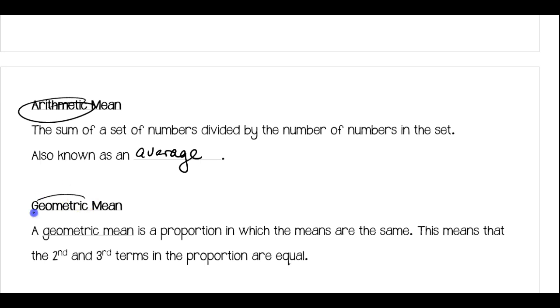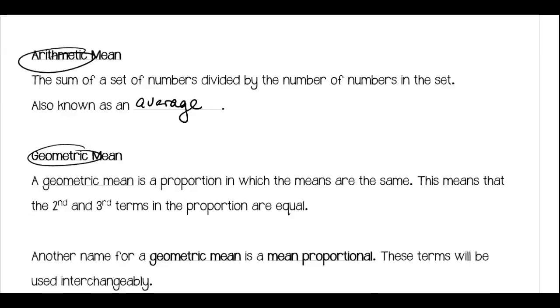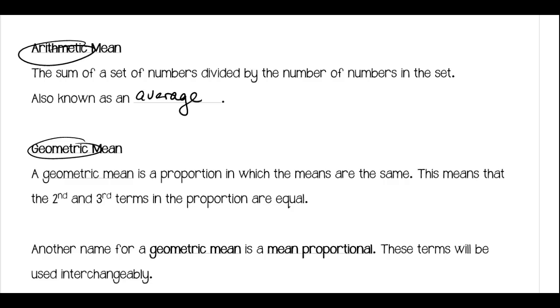We also have what's called a geometric mean. A geometric mean is a proportion in which the means are the same. So when we talk about the means, we're talking about the second and third terms. This means that the second and third terms in the proportion are equal. They are exactly the same.